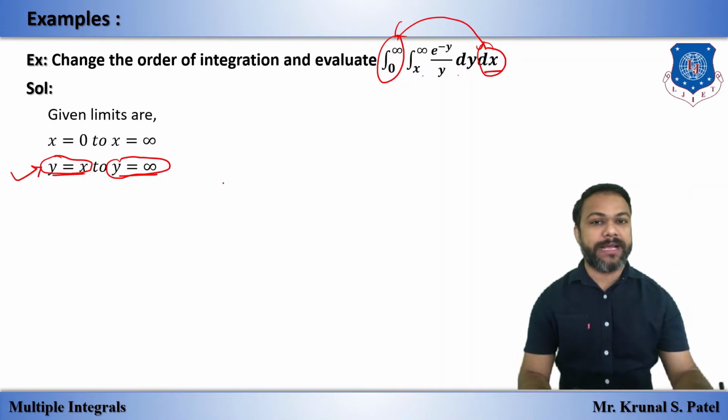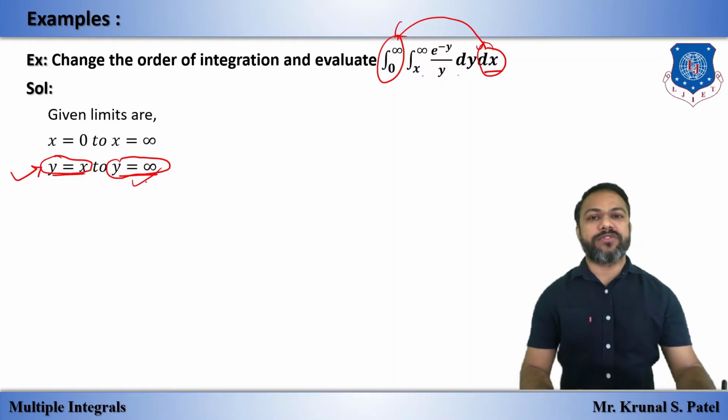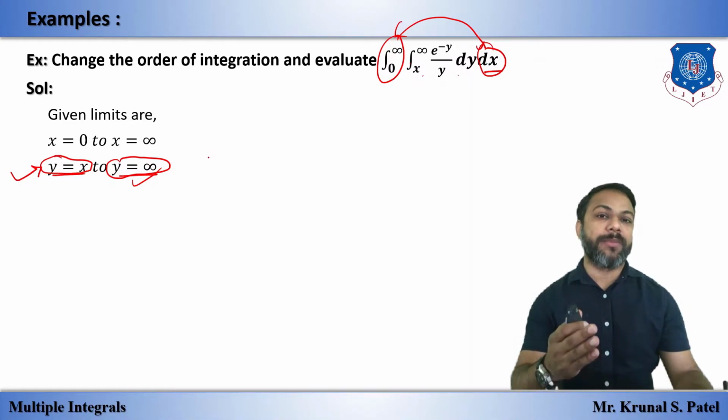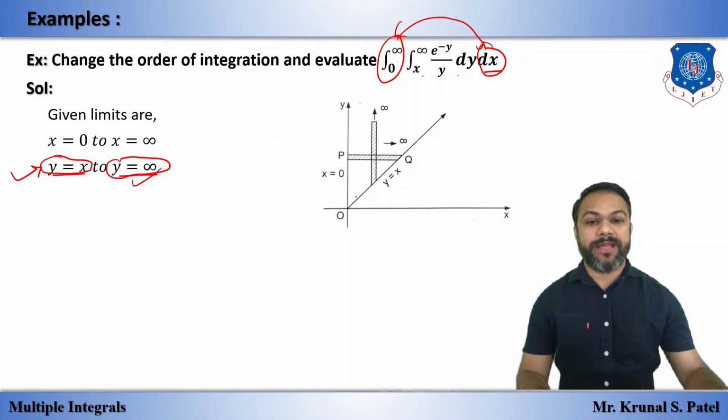Okay, so we have two lines to draw, but y equal to infinity is not possible to draw. So we just have to remember that, and it will be understood from the graph only. So we have this y equal to x line. We can extend it. This is the y equal to x line, which is already written here.